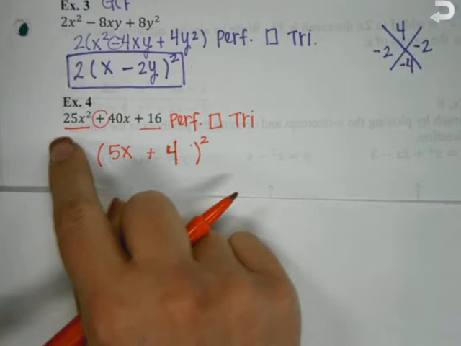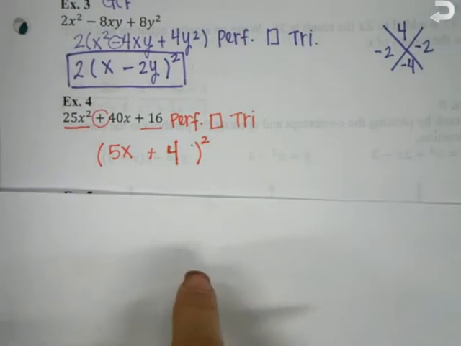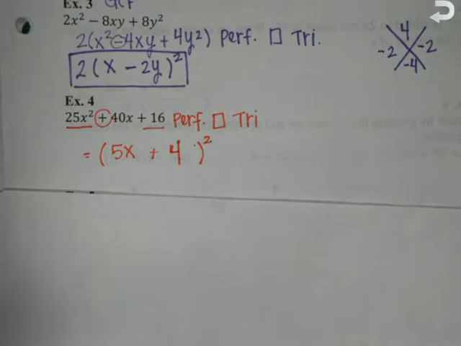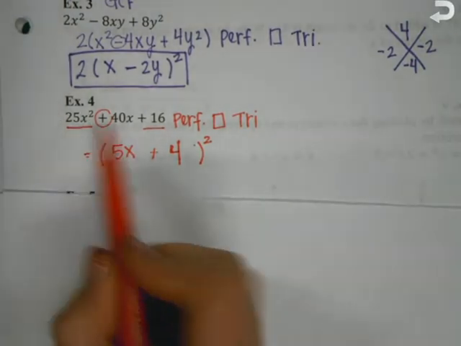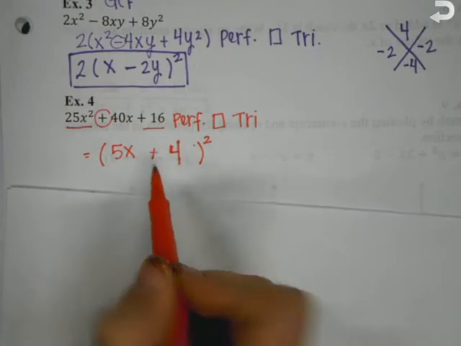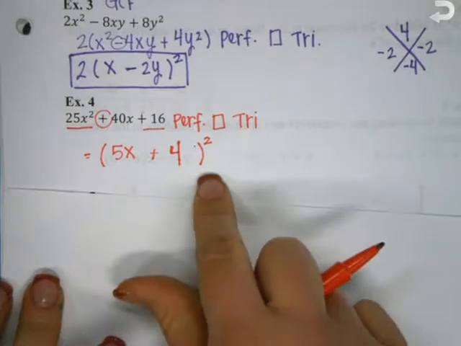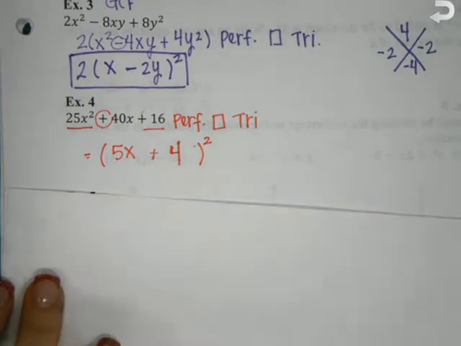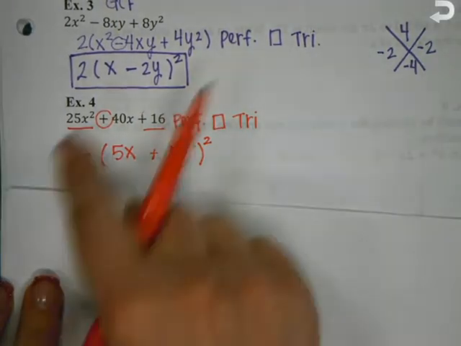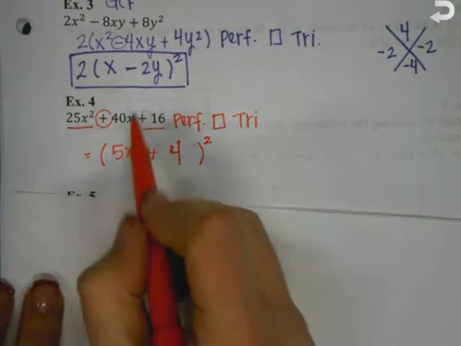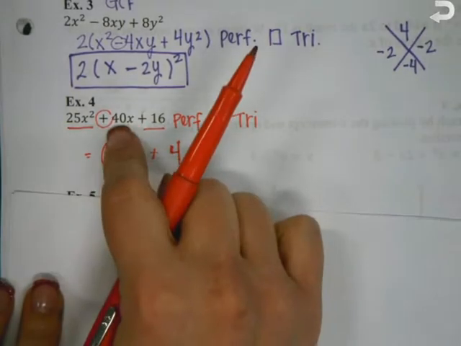We took the square root of 25x squared, and that gave me 5x. We took the square root of 16, and that gave me 4. This is just a special rule, like when we do difference of two squares and we just follow the special rule. If you were to FOIL it all out, that plus 40x would come back. But for factoring, breaking it down, we don't have to worry about it in a perfect square trinomial.